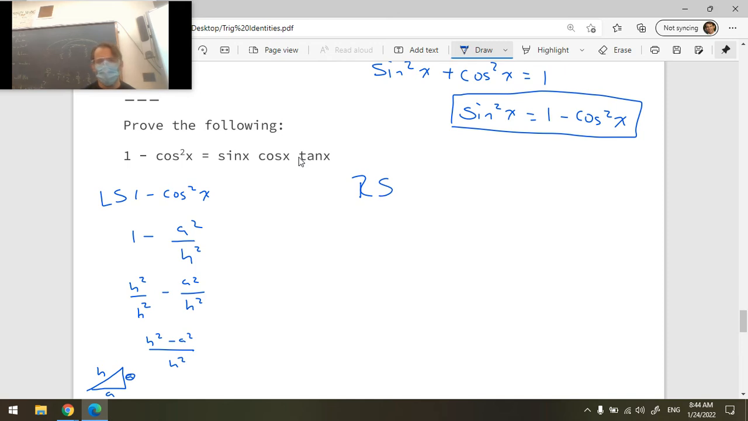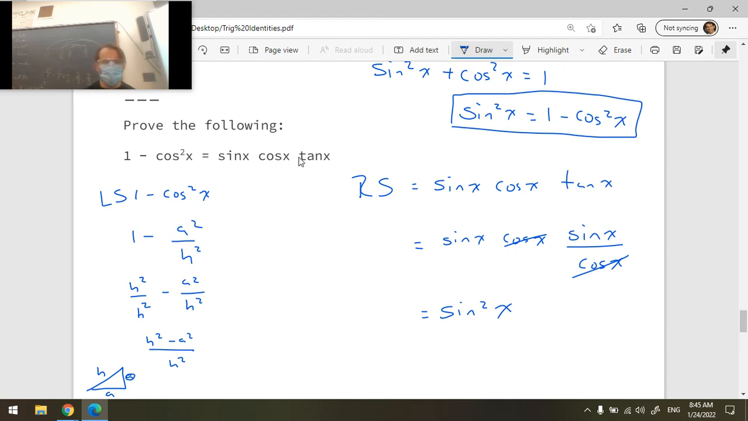On the right side, I have this is equal to sine x times cos x times tan x. Okay? And let's rewrite this as, well, sine and cos are already in terms of sine and cosine. But then I'm going to multiply by tangent, which is sine x over cosine x. Okay? And now my cosines are going to cancel. Boom, boom. And then I just end up with sine x times sine x. This is sine squared.